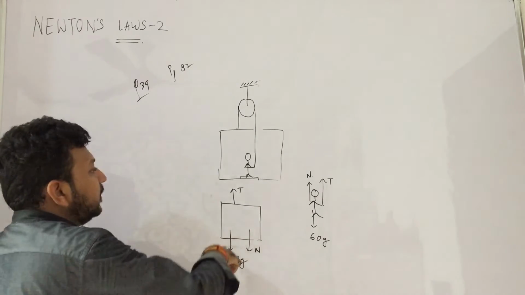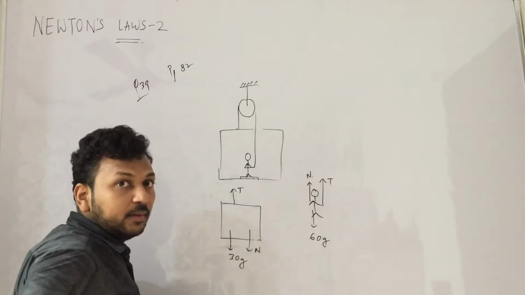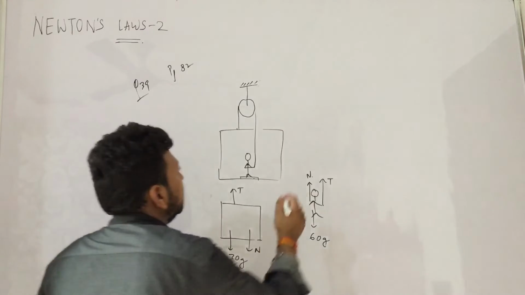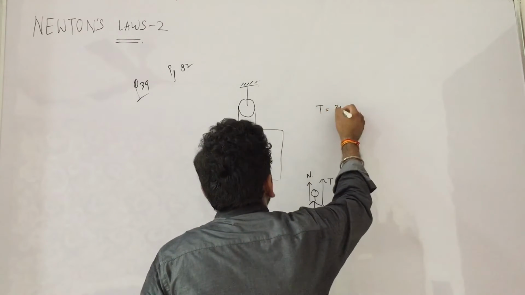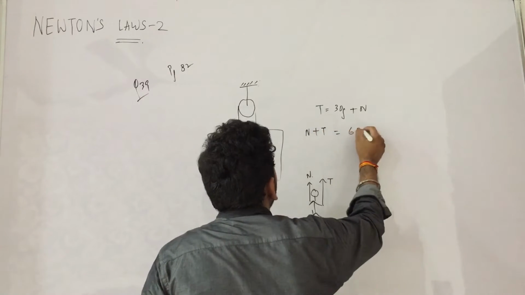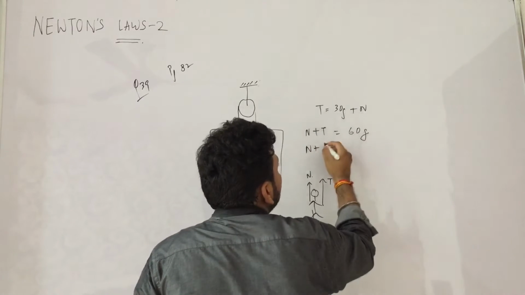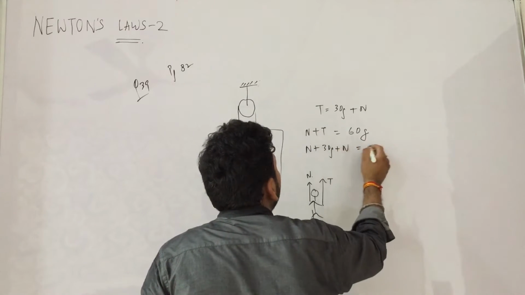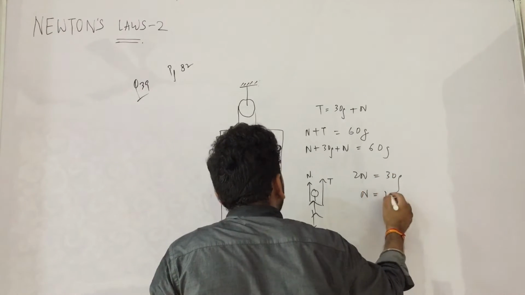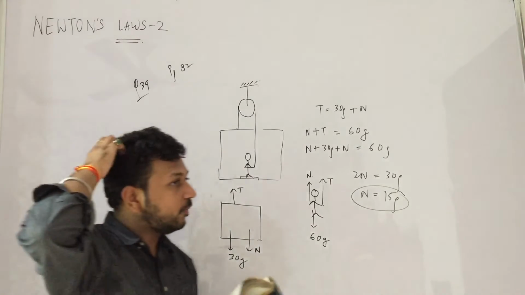Yeah. So simple equations: T is equal to this plus this, N plus T is equal to 60g. Because it is not going anywhere, there is no acceleration. So I will just calculate this for you. Very simple equations. N plus T is equal to 60g, and we will put N and T here. T is 30g plus N, equals 60g. So 2N becomes 30g, N becomes 15g. That means 15 kg is the weight shown by the weighing machine.